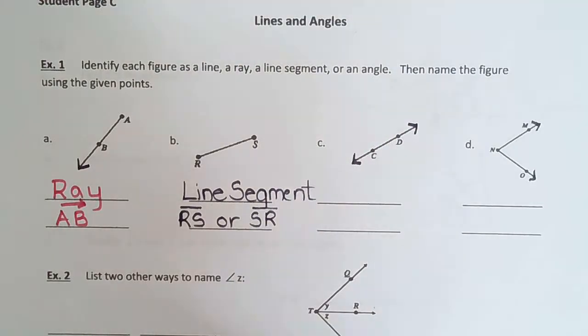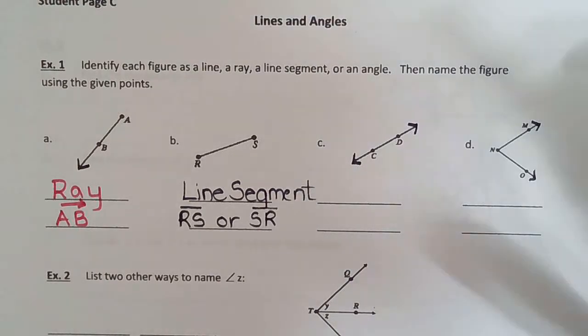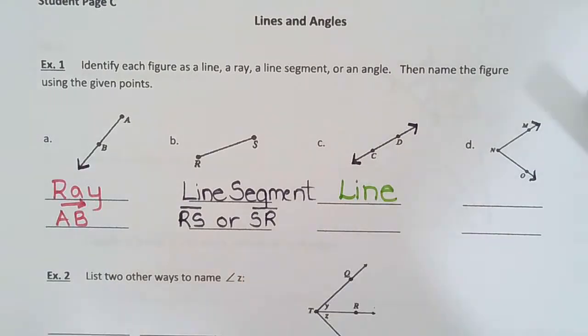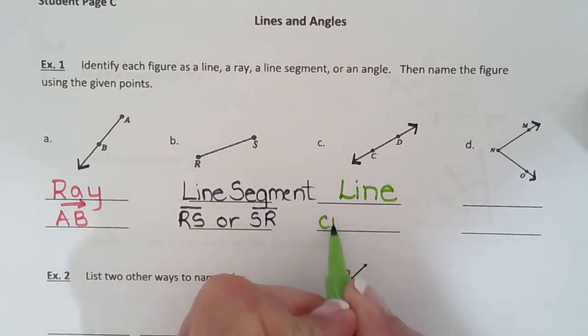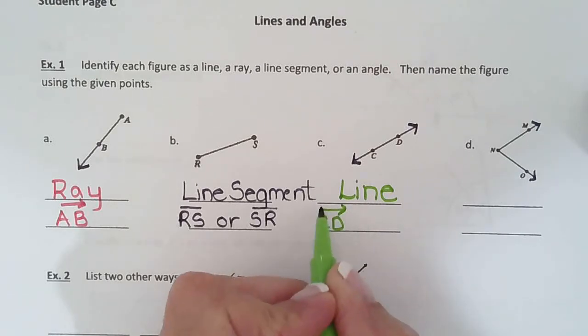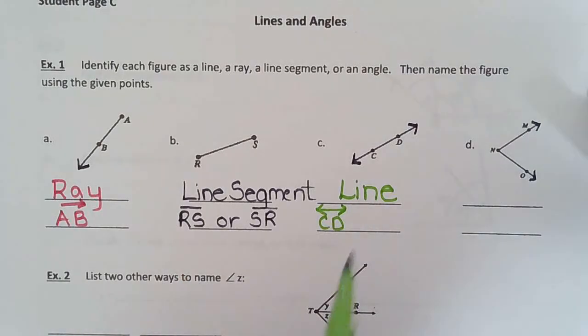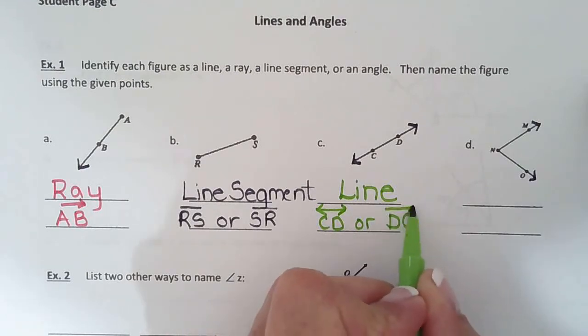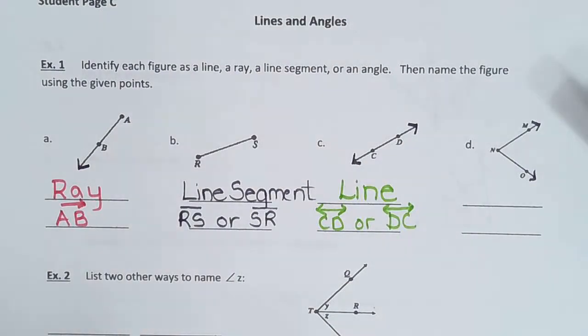Now the next one goes on forever in both directions, so that we actually call a line. So lines go on indefinitely in both directions. Since they both have arrows, we could call it line CD with the line symbol above it, or we could call it line DC. Because again, it doesn't have an endpoint and an arrow, it has two arrows, so order doesn't matter.